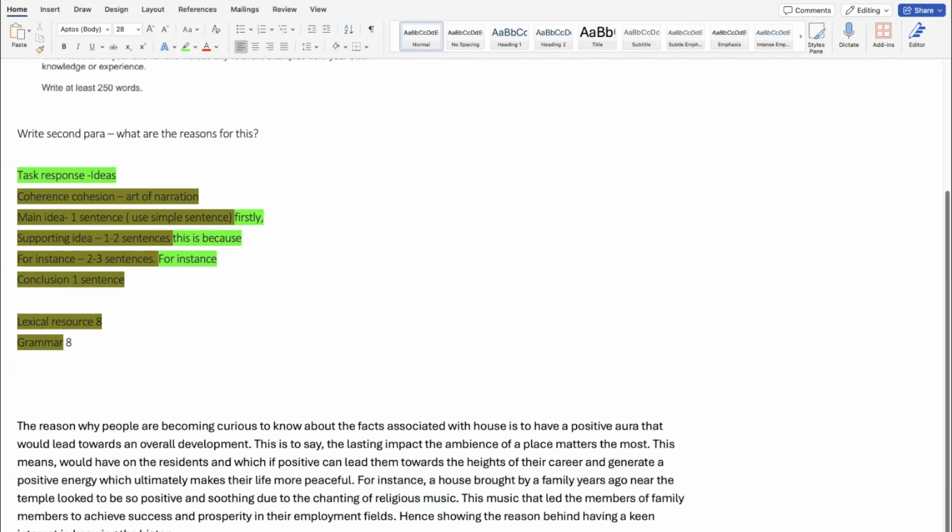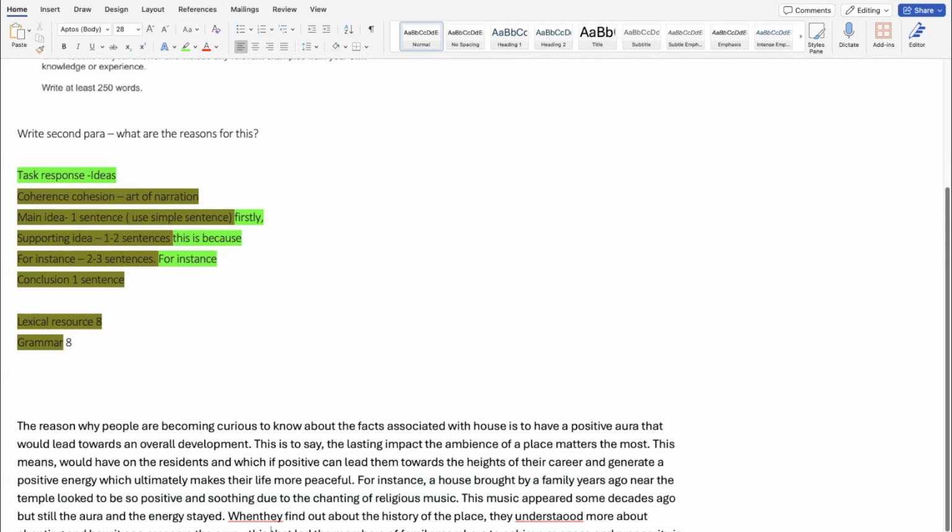This music appeared some decades ago, but still the aura and the energy stayed. When they find out about the history of the place, they understood more about chanting and how it can preserve the aura.